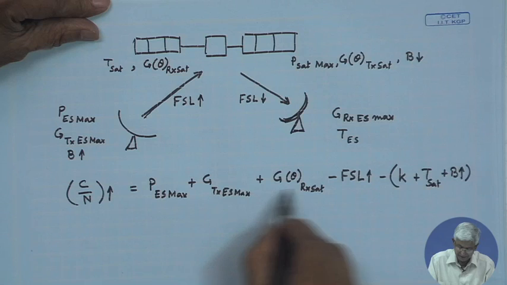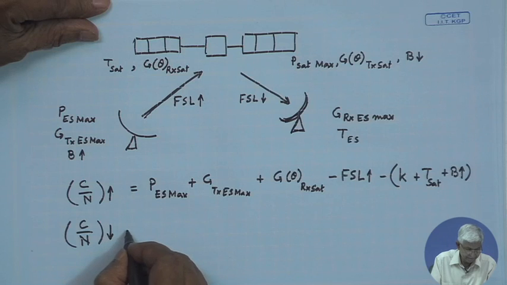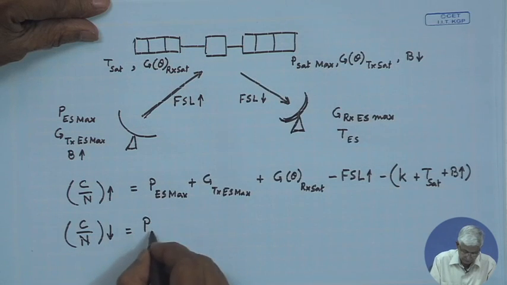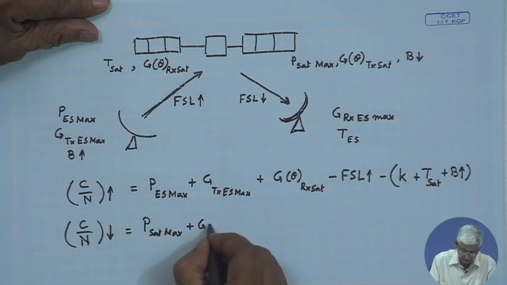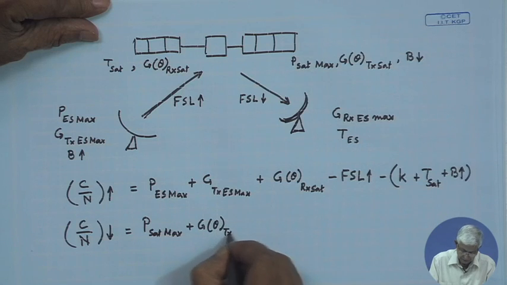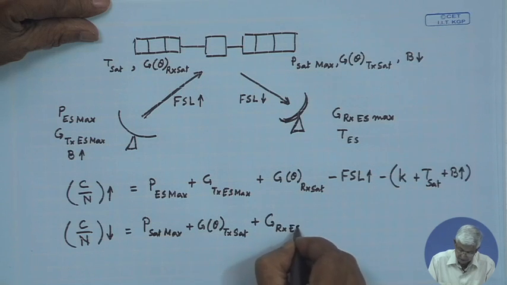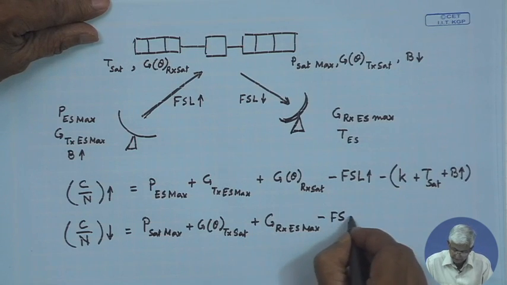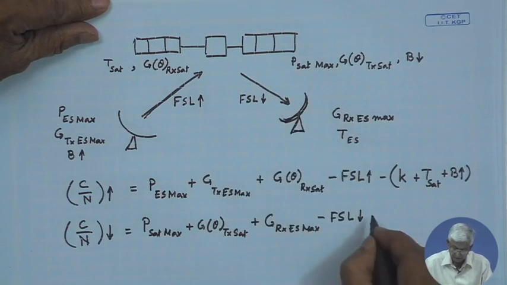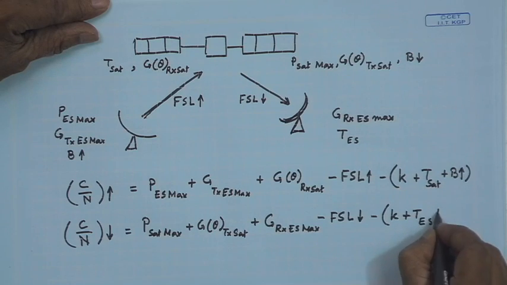So, these are all in dB, that is why you are seeing plus and minus. Similarly, C by N downlink will be from the satellite: P satellite maximum plus G theta transmit from satellite plus G receive station max, these all the G's are gain of the antenna, minus the free space loss in the downlink, which is nothing but downlink path loss, minus K, the system noise temperature, and the bandwidth.